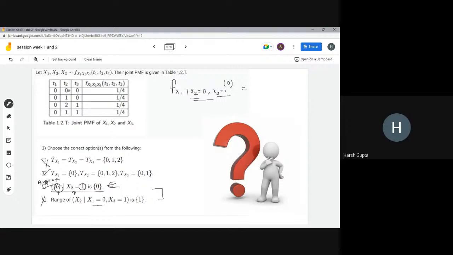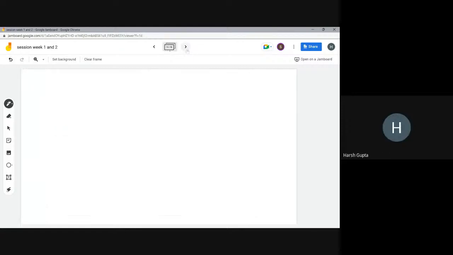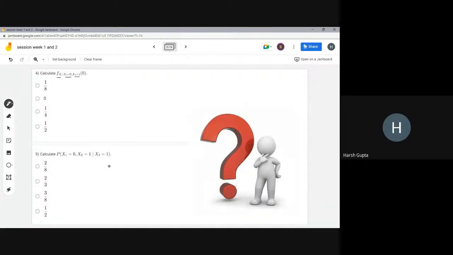X2 is 0, so we will just be left with this. Now X3 is never 1 when X2 is 0. So the answer is 0. Am I right? Yes, sir. Okay. Now check this question.